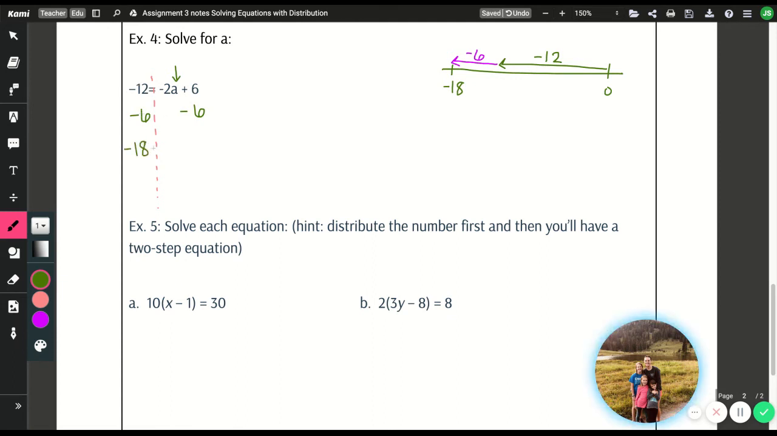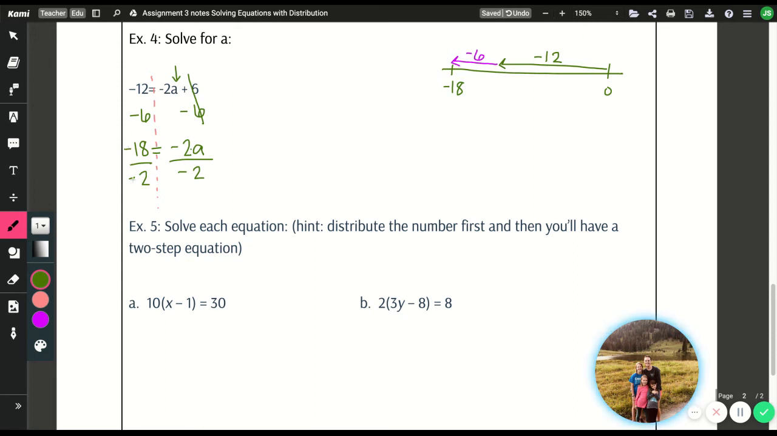Bring your equal sign down, your negative 2a down, and then 6 minus 6 is 0, so these are gone. That was the reason I do the opposite. And your last step is multiplication, division. This means negative 2 times a, and the opposite of multiplying is dividing. So we're going to divide by negative 2 to isolate the a.